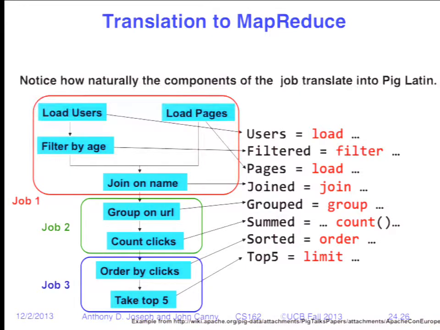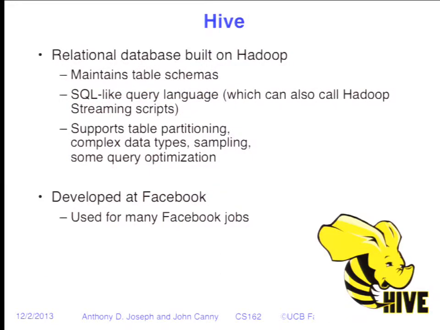But this is the kind of interesting opportunity that you have: when someone creates a new paradigm, there's always going to be deficiencies in it. And then you can come along and create something on top of that. This is an open source project. Another project is Hive, developed by Facebook. And it's basically a relational database built on top of Hadoop.